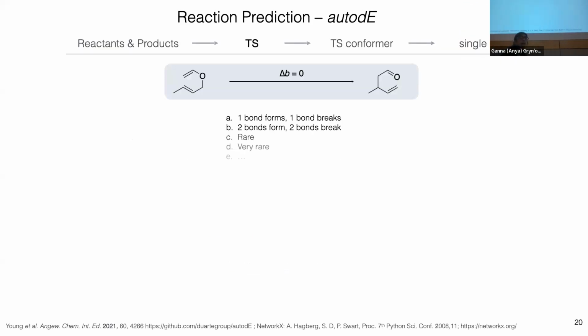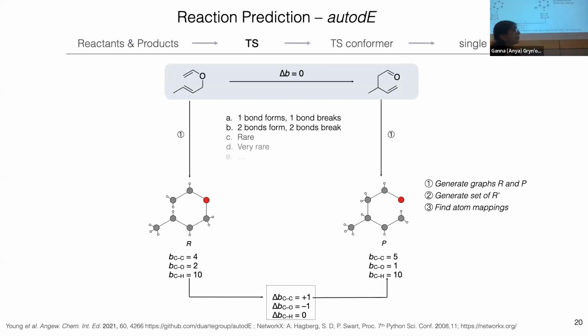And the philosophy behind AutoDE is the following. You start with a 2D representation or a 1D representation, and from that, you generate your graph. With a graph representation, you can count the number of bonds that are formed and broken. And you do that by comparing just the reactant and the product. So in this case, you see that one carbon-carbon bond is formed, one carbon-oxygen bond is broken. No carbon-hydrogen is broken, which means that we don't have to spend time looking at those potential pathways. We just focus on all the combinations that will have this forming and breaking pattern.